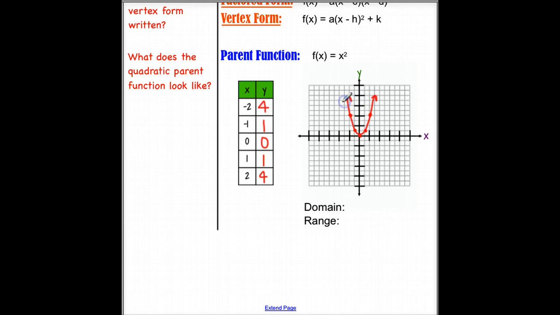And when I look at the domain and range, the domain, the x values, it keeps getting wider, so these are all real numbers. And the range is going to have a bottoming out point because that is what we call our vertex. We'll label that our vertex. And our range, because it has that bottoming out point, has a y value that is greater than or equal to 0.